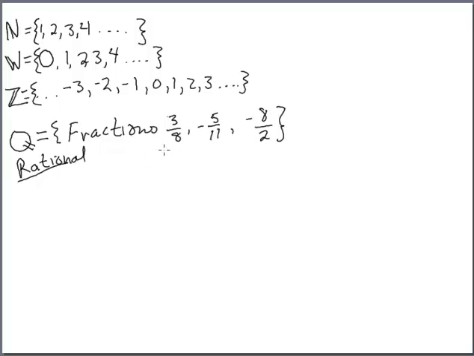Now, something about these is that when you turn these guys into decimals, let's see what happens. If you turn 3/8 into a decimal, you get 0.375. If you turn 1/2 into a decimal, you get 0.5. You'll notice that these actually stop at some point.